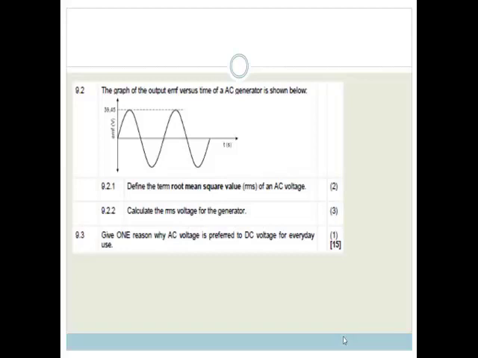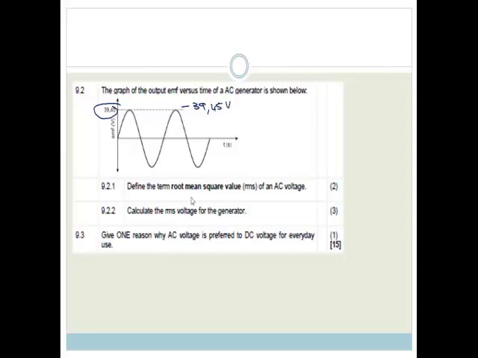So it says the graph of the output of the EMF versus time for an AC generator is shown below. You can see here that we've got a nice alternating current and we've got an EMF there which says 39.45. I'll just write out 39.45 volts.